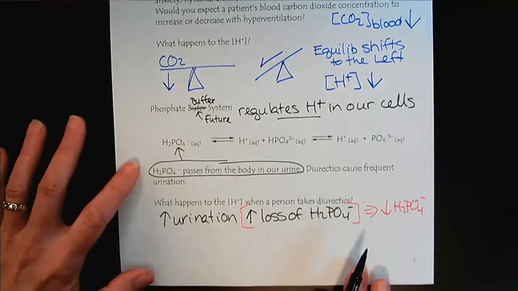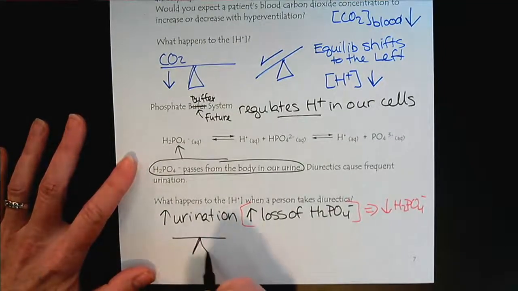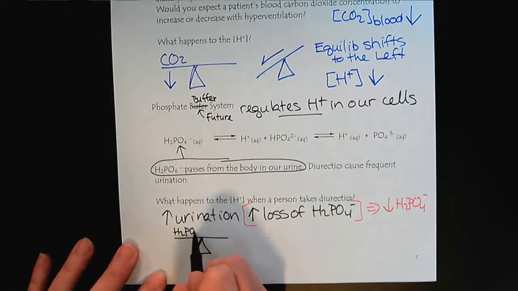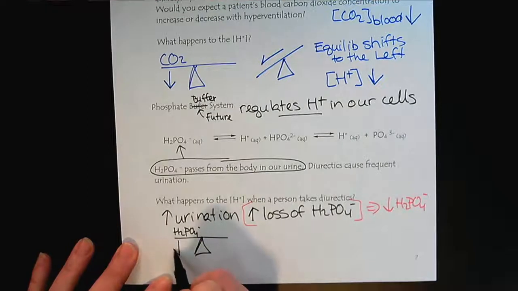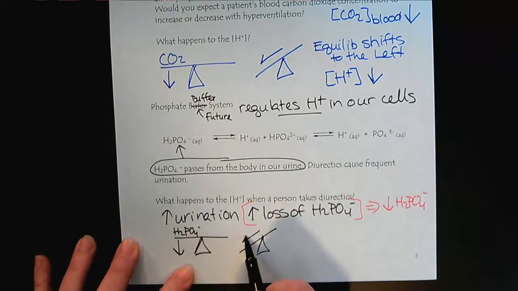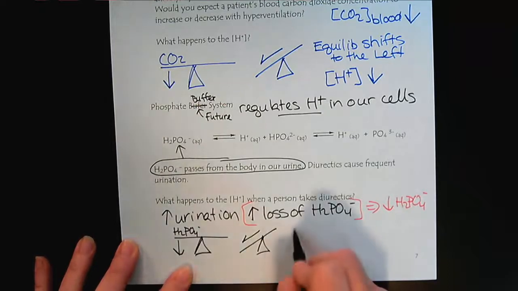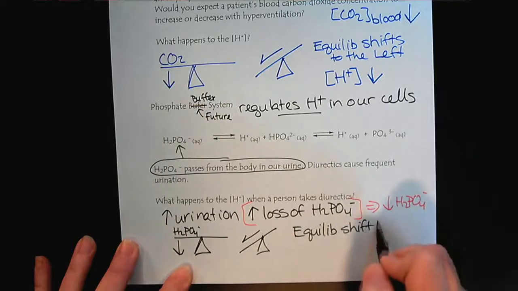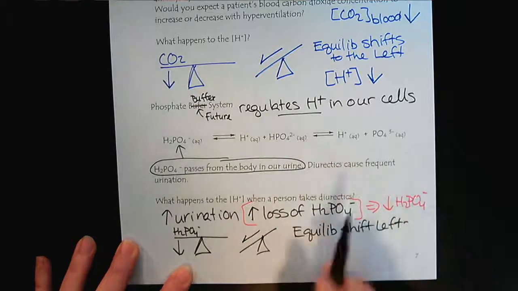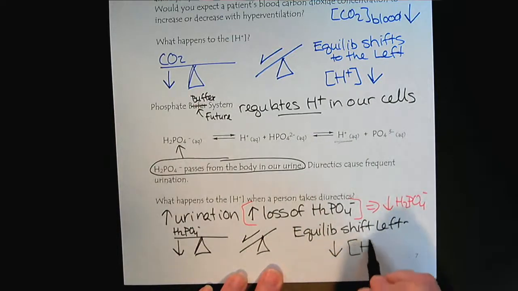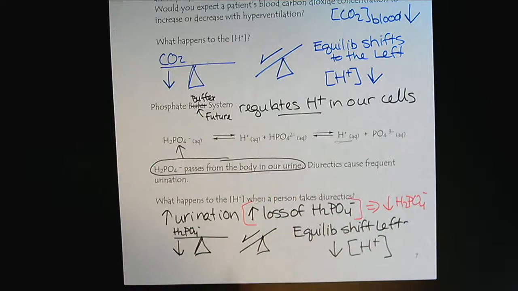All right, now that we've reasoned that through, we'll go to our teeter-totter method. The dihydrogen phosphate is on the left, and it's going to decrease if we're peeing a lot, we're letting go, so we're decreasing this concentration. So it shifts our equilibrium to the left. And so what does that do to our hydrogen ion concentration? It decreases our hydrogen ion concentration.